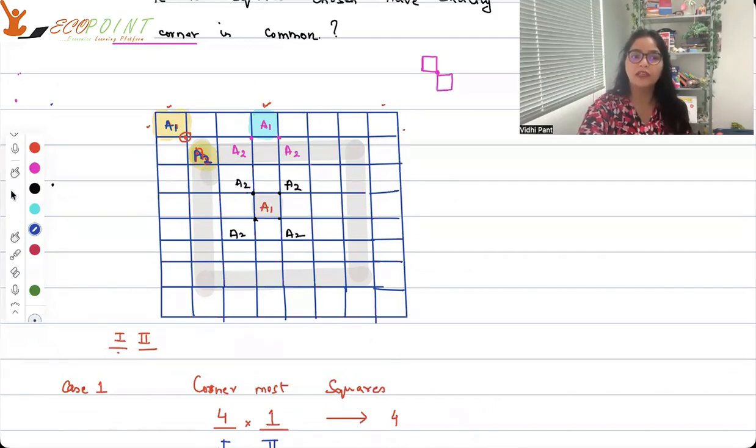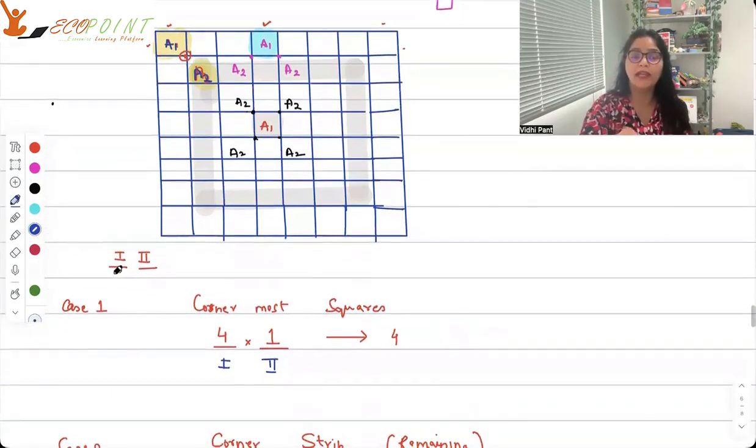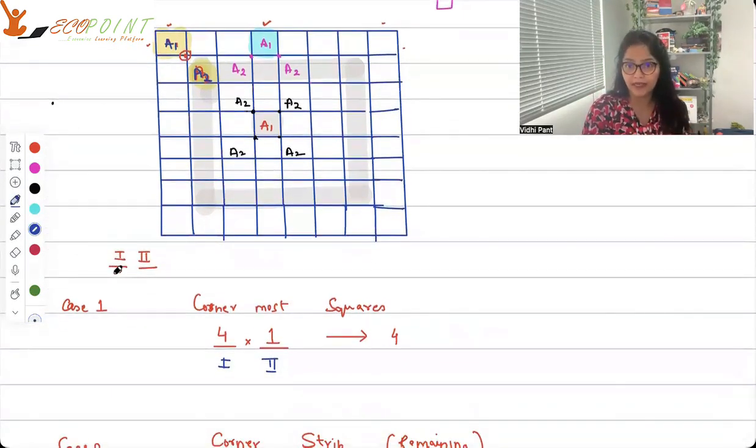Because I'm using permutation here, I have double the cases, right? Because selection could be without order as well. I could just take the pair A1, A2, which is the pair where just one corner is being shared. So, should I be taking A1, A2 and A2, A1 separately?